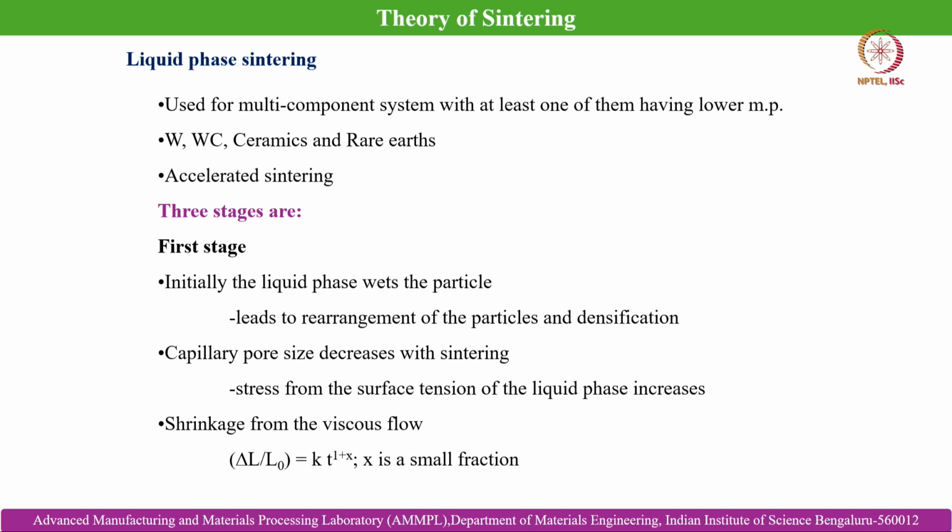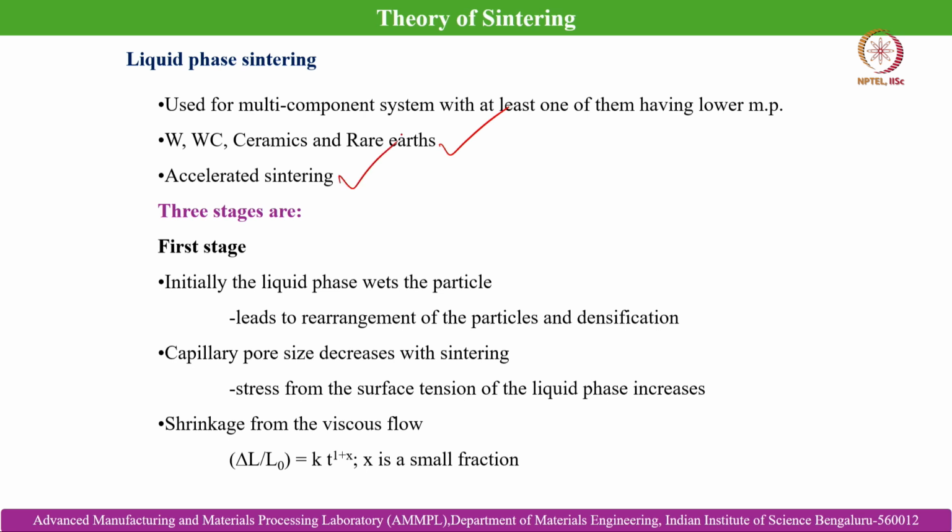Okay. So, we will progress further into details about liquid phase sintering. It is used for multi component systems with at least one of them having a lower melting point, or for tungsten, tungsten carbide, ceramics and rare earth, which otherwise have very high sintering temperature, and where diffusion kinetics is very difficult to achieve the desired density, that is close to theoretical density, in solid state sintering alone, and also where accelerated sintering is on demand.